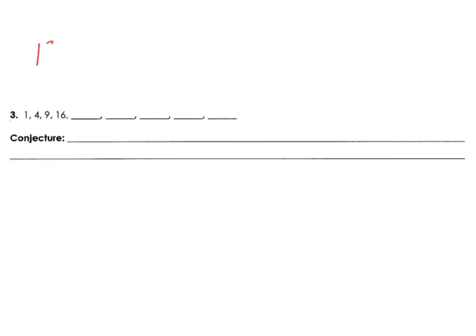1 squared gives you 1. 2 squared gives you 4. 3 squared gives you 9. 4 squared gives you 16. So the next term is probably 5 squared. That's going to give us 25. And then we're adding 9. So we add 3, add 5, add 7, add 9.